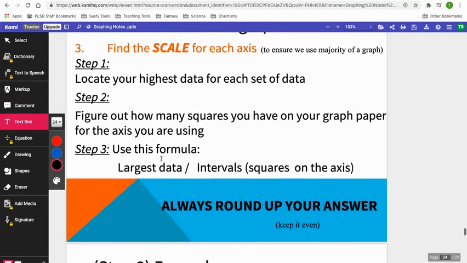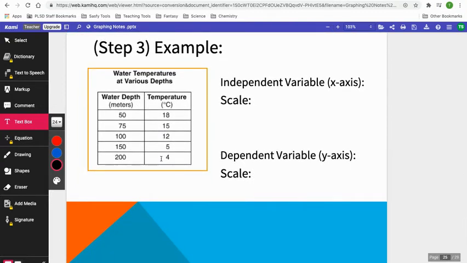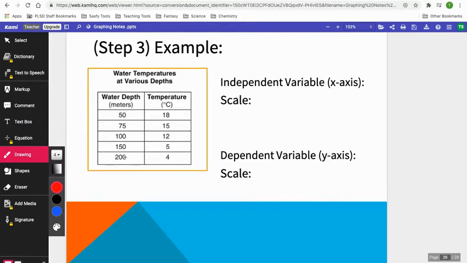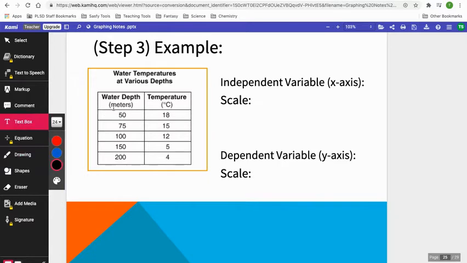All right, and so I'm going to go over the example with you guys. When we're looking at step three, we have to find my largest data for each axis. To find that, I need to figure out what's on each axis. And so water depth and temperature. Is my water depth going to influence my temperature, or is my temperature going to influence my water depth? If you think about it, the further down we get in water depth, the colder it's going to get. And so my water depth is going to be my independent. I'm going to write that up here, my water depth. And then my temperature is my dependent.